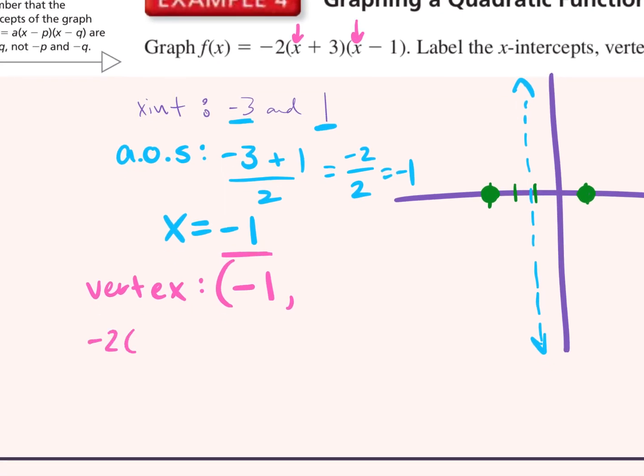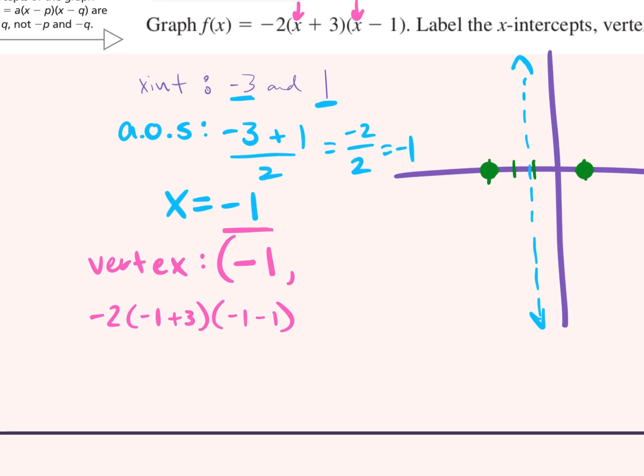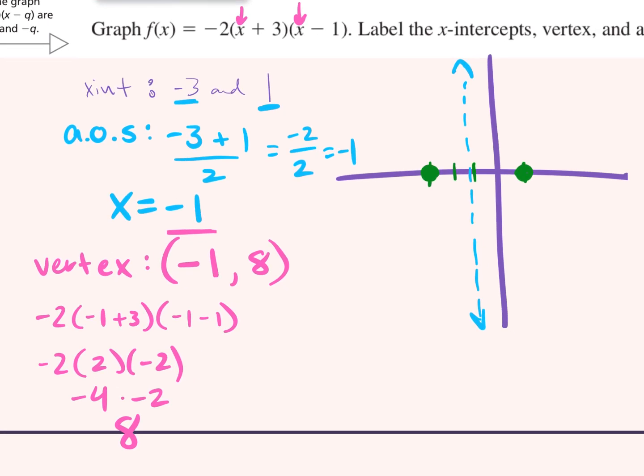So I have negative 2 times negative 1 plus 3 and negative 1 minus 1. So this will be negative 2 times negative 2. What's negative 2 times 2? And negative 4 times negative 2? Positive 8. So my vertex is at negative 1, positive 8. So I'm going to go up 1, 2, 3, 4, 5, 6, 7, 8. That would be my vertex, and I connect the dots.